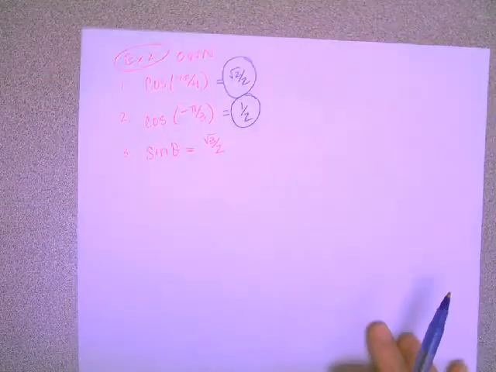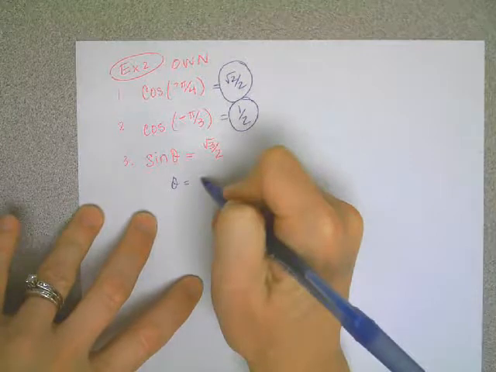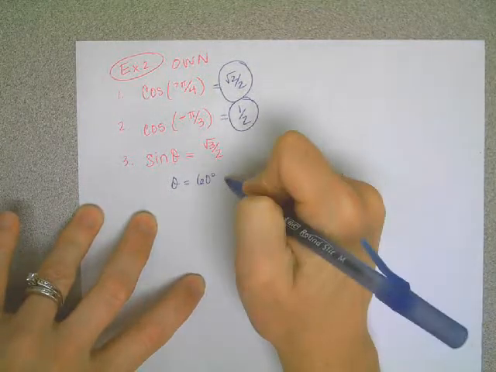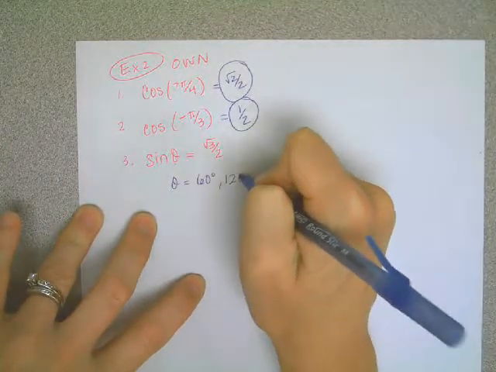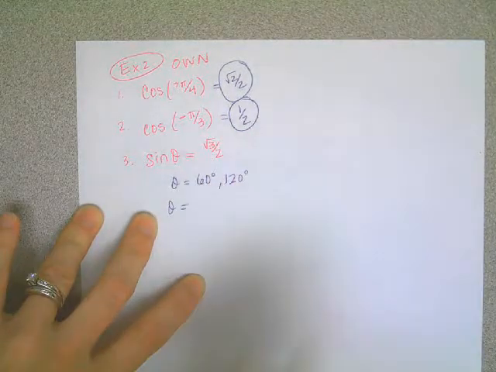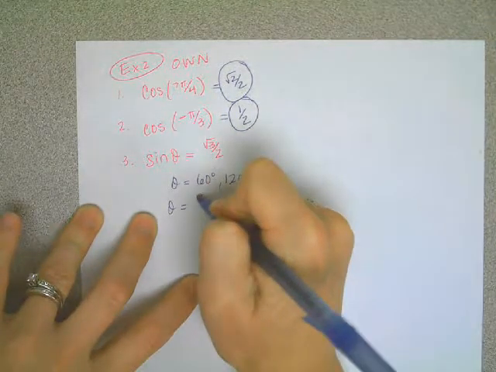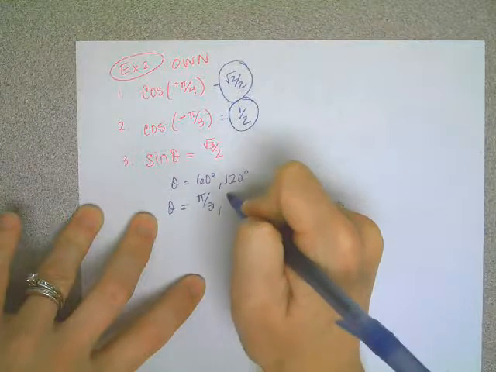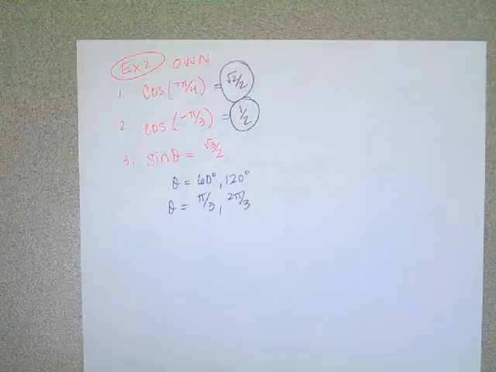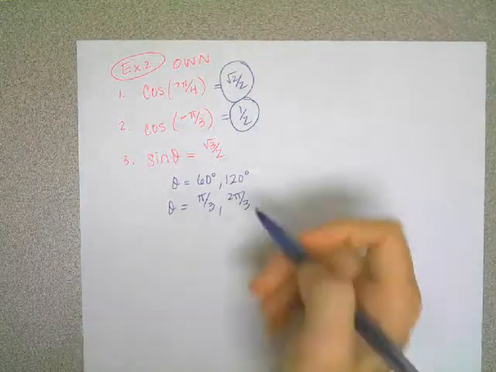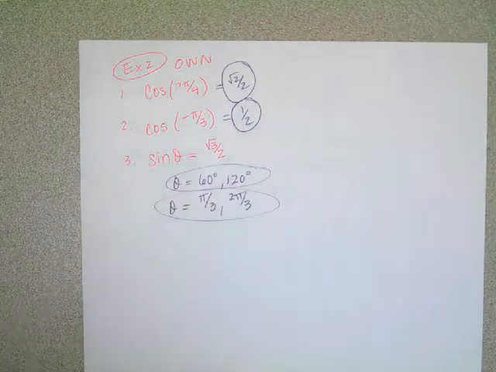So the answer for this are two answers. We could say 60 degrees, we could say 120 degrees, or you could have put it into radians, pi over 3 and 2 pi over 3. Either one. So you don't have to have both. You have just this one or that one.